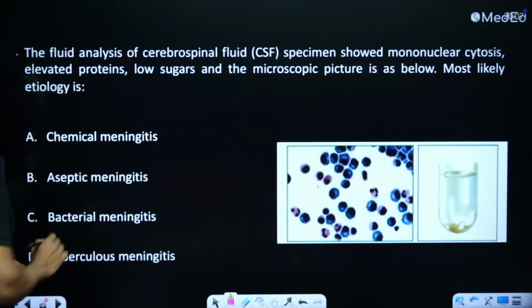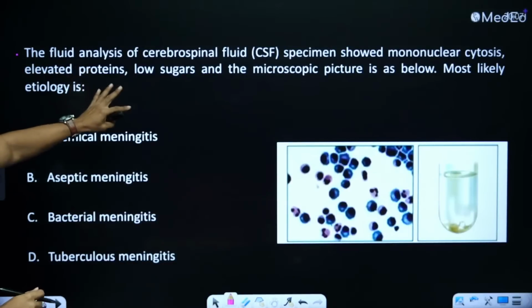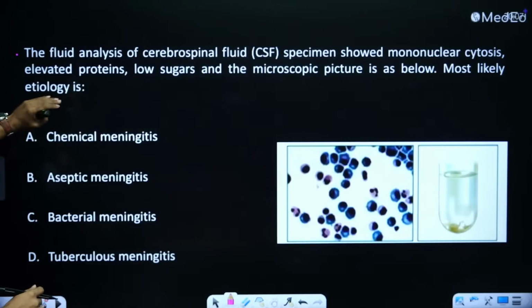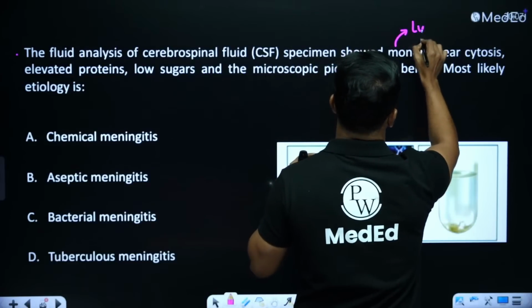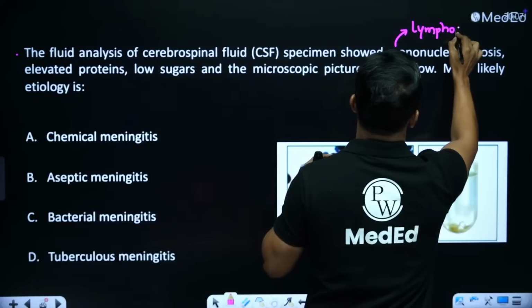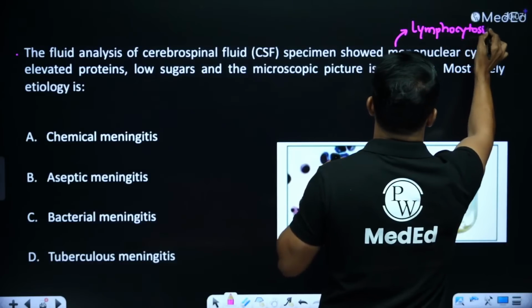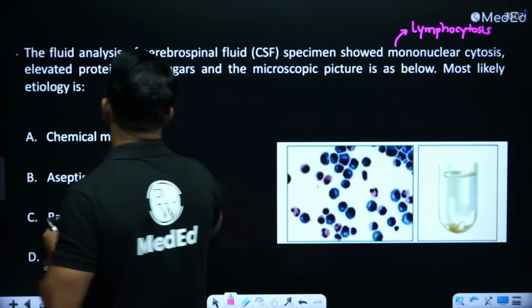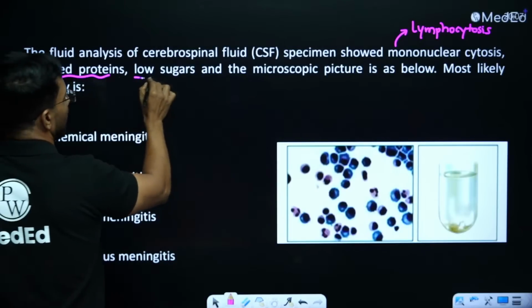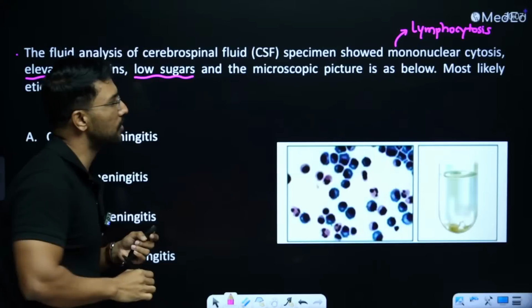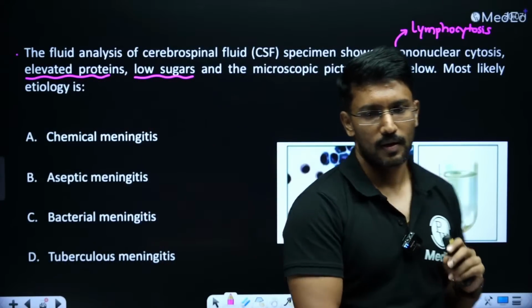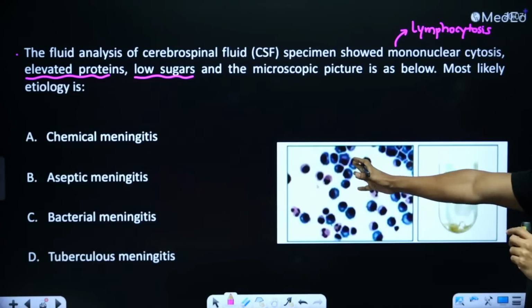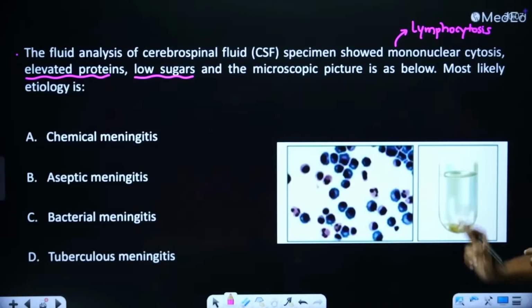Next question. The fluid analysis of a CSF specimen showed mononuclear cytosis. When you say mononuclear cytosis, we are thinking about lymphocytosis. So a lymphocyte predominant CSF picture with elevated proteins and low sugar, and the microscopic picture is given below. What is the most likely etiology? I think all of you should be able to quickly answer this. There's a picture, of course, showing the lymphocytosis and a test tube and some material at the bottom. So what is it?